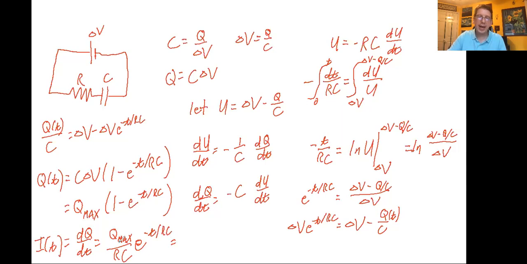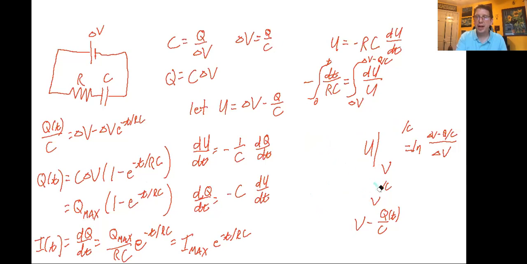And you can write that. Remember, Q max over C is just the voltage across the power supply. Delta V over R is the maximum current, and that happens if t is equal to 0. So that becomes I max times e to the negative t over RC. So let's erase the right side now so I can show you how these look graphically.